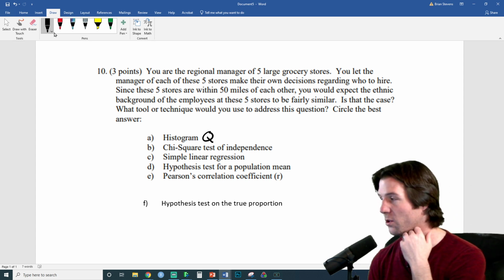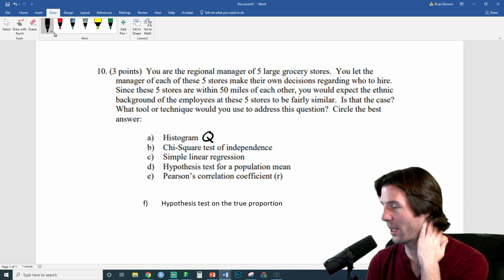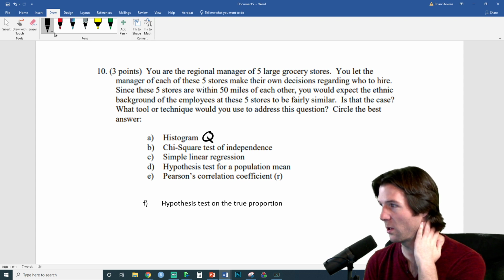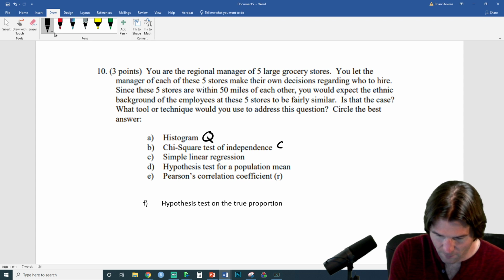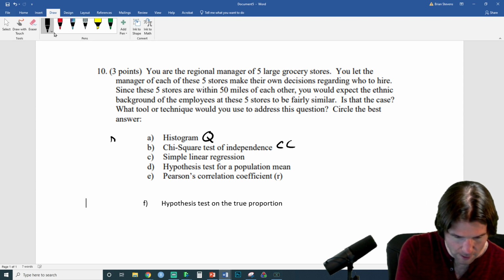Chi-squared has a special condition called count data. The chi-squared test of independence has a special condition called count data. What is that? What does that mean? You guys are on it. Nice job. There's a little histogram.